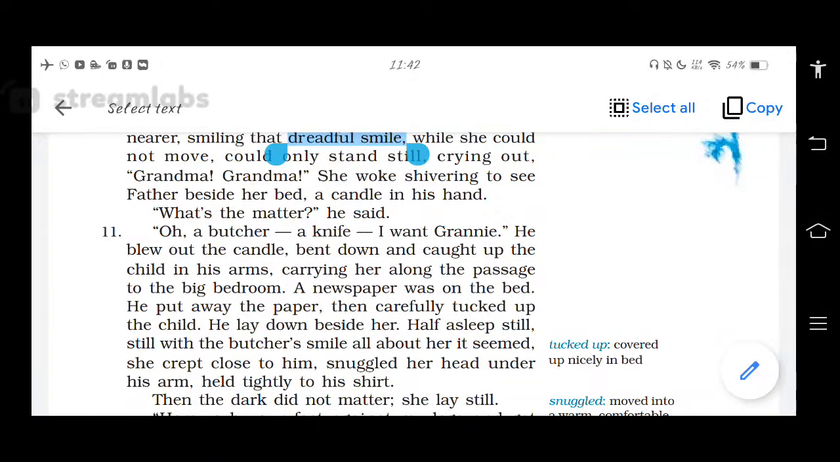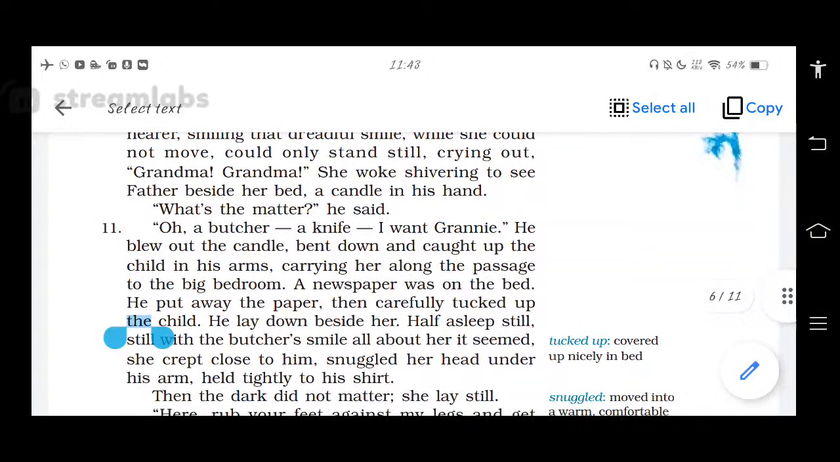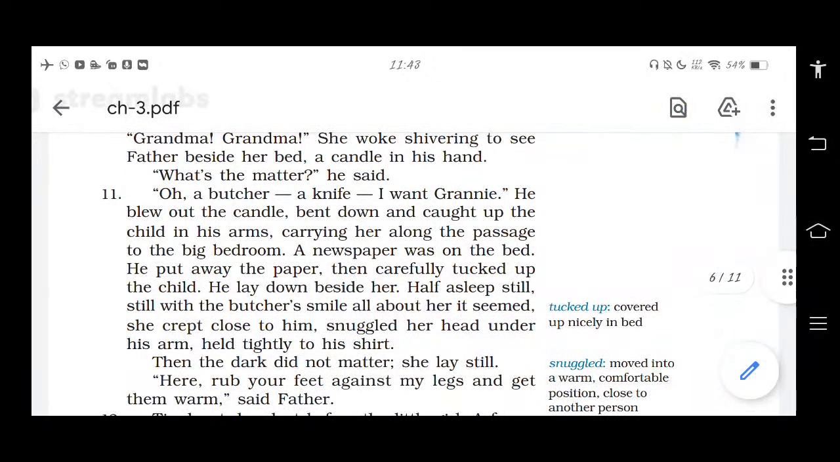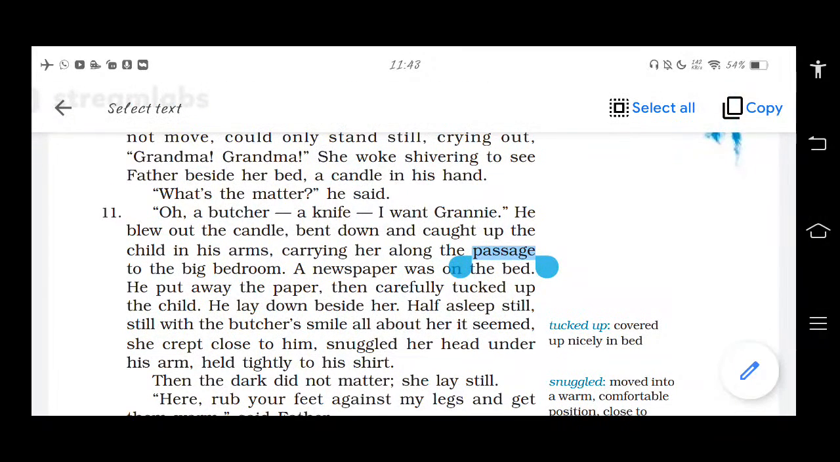He blew out the candle, bent down and caught up the child in his arms. So very next he blew off the candle and he caught her. So he caught her and he put away the paper, right? Carrying her along the passage. So passage means way here. So here the selected part, look at this. Passage means way. To a big bedroom. A newspaper was on the bed. He put away the paper, then carefully tucked up the child.